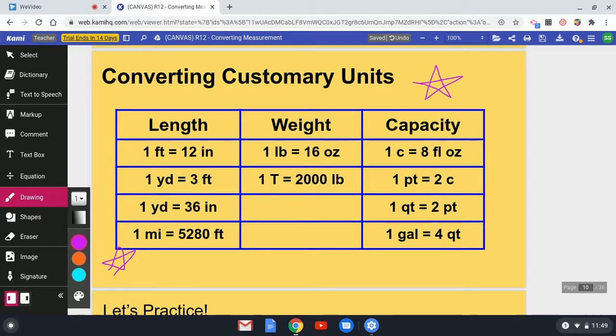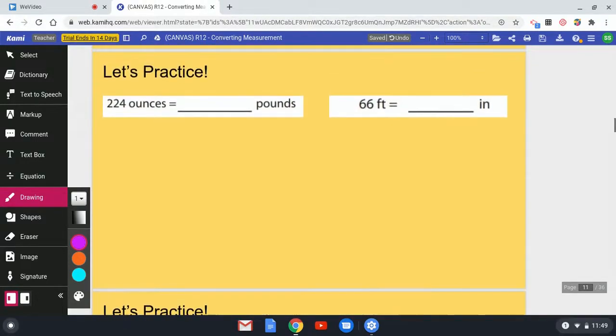All right. I hope you have this page copied because we're going to refer to this as we go throughout the next few problems. So we're going to use some ratio reasoning to help us solve this. What I do is I set up a proportion, 2 equivalent ratios. So I'm going to start by putting 224 ounces right here. And I want it to equal pounds. So I want pounds on the top.